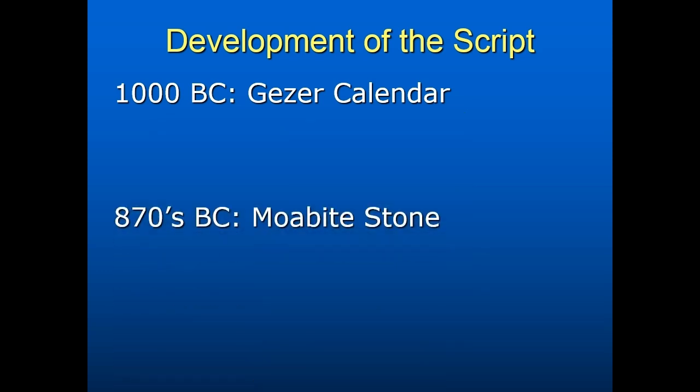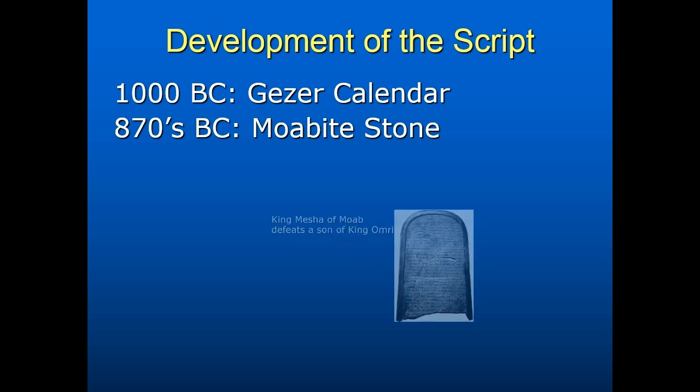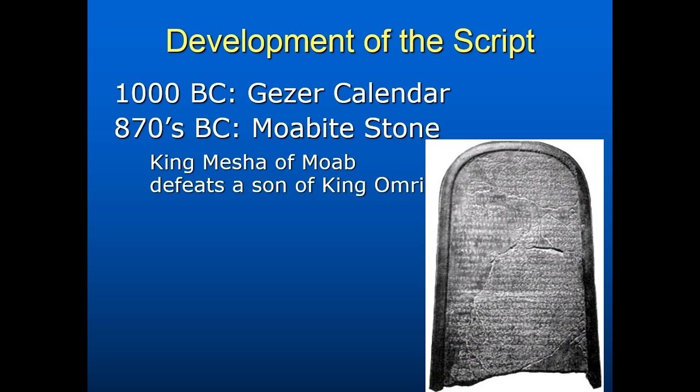If we move down a few centuries, we'll find the Moabite stone, sometimes called the Mesha inscription. It was actually authorized by King Mesha of Moab, whose language was almost identical at this period to Hebrew. It told of how his army had defeated the forces of a son of King Omri of Israel. It was a genuine victory, but like most such inscriptions, it exaggerates a bit. It tells how Israel had been eliminated forever.